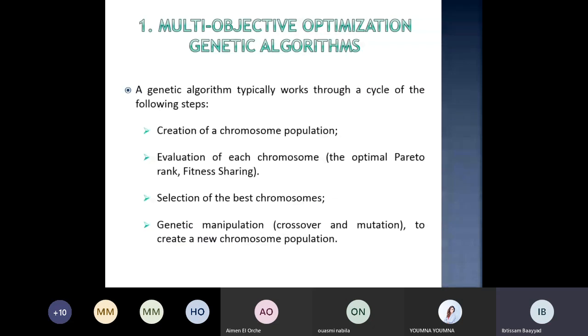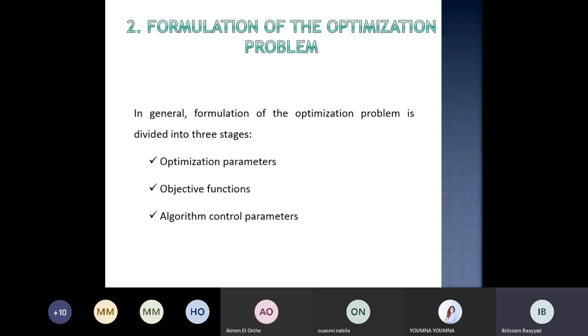So typically, genetic algorithm works through a cycle of the following steps. First, a chromosome population, then evaluation of each chromosome through Pareto ranks and fitness sharing, then selection of the best chromosomes to do genetic manipulation that includes crossover and mutation to create a new chromosome population. I go now to the second section concerning the formulation of our optimization problem.